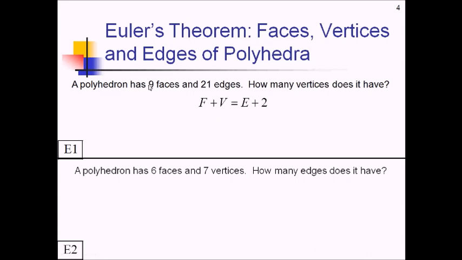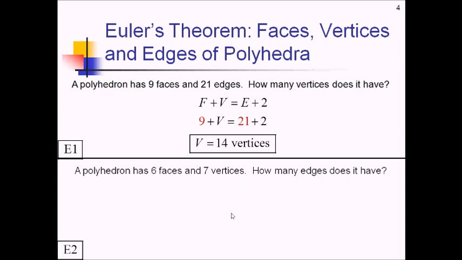We've got 9 faces, so that's F, 21 edges, so that's E, so we can say 9 plus V equals 21 plus 2. 21 plus 2 is 23, minus the 9, that gives us 14 vertices. Really quick, don't even have to draw the thing. All right, pause the video and try out the next one.